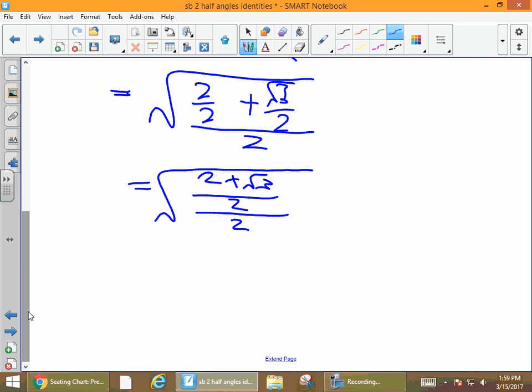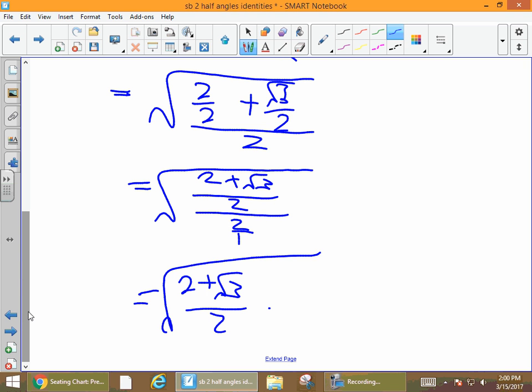What does that simplify to? Sorry, that was a lot of 2's. We can't cancel out these 2's. The 2 in the denominator is the same as 2 over 1. So when dividing by fractions, don't ask why, just flip the second and multiply. So we're going to have 2 plus radical 3 over 2 multiplied by the reciprocal of our denominator, which is 1 over 2. Now what does this become?